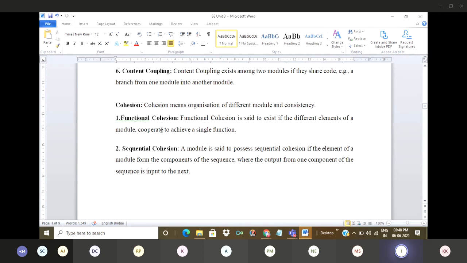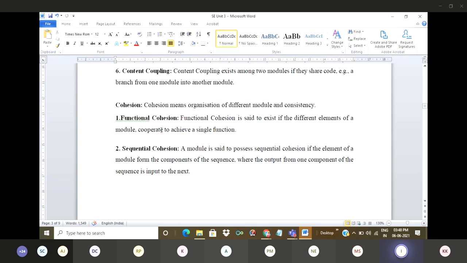So the first one is functional cohesion. Functional cohesion is said to exist if the different elements of a module cooperate to achieve a single function.